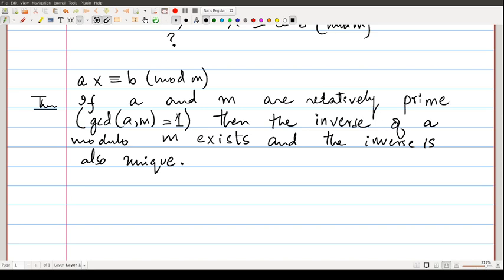Yes, we can find them. We can find more than one inverse. It depends on what the GCD is, right? If they're relatively prime or not. If they're not relatively prime, then you can end up finding more than one inverse.